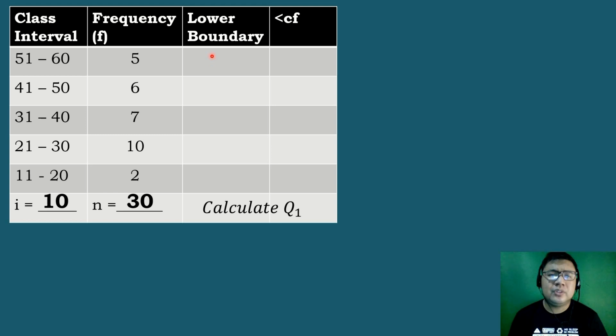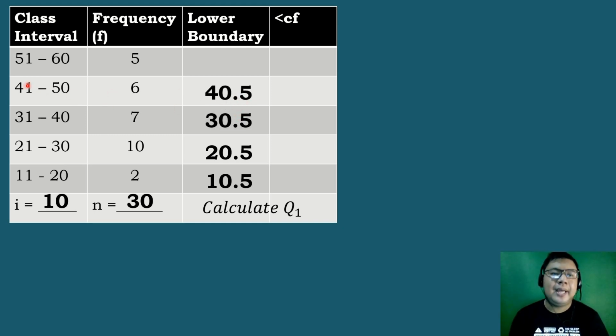After that, to compute the value of the lower boundary, we will subtract the lower limit by 0.5. We have 11 minus 0.5 is equal to 10.5. 21 minus 0.5 is equal to 20.5. 31 minus 0.5 is equal to 30.5. And then 41 minus 0.5 is equal to 40.5. And 51 minus 0.5 is equal to 50.5.